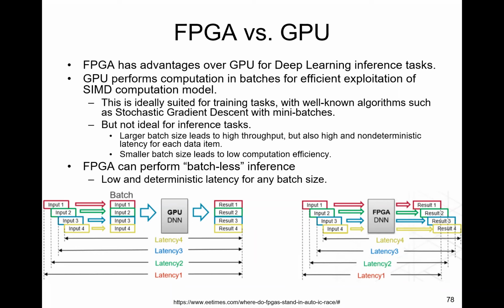Whereas FPGA can perform batchless inference. That is, each one is processed individually. Input 1 comes early, it finishes early. Input 4 comes late, it finishes late. Therefore, it has low and deterministic latency for any batch size.